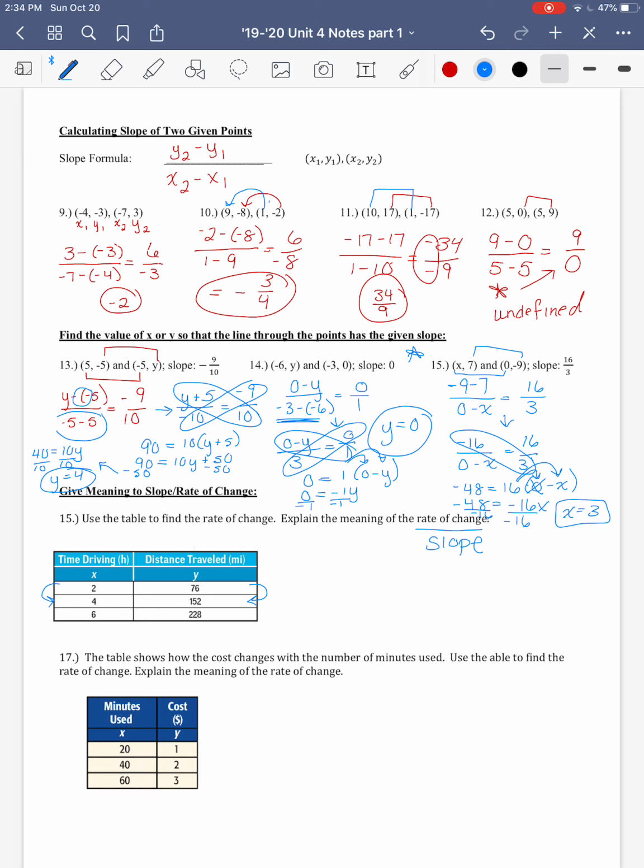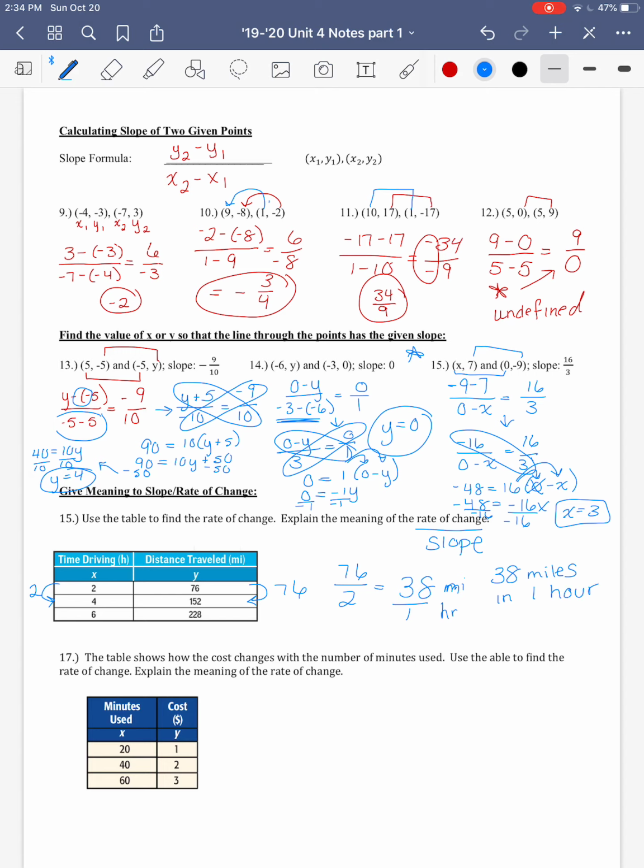So my change in y, so I'll do 152. We actually already did this one, and we get that it's 76 over 2. So that 76 over 2 reduced, if I'm not mistaken, to 38, 38 over 1. So if I'm looking at this, this is 38, this is my distance in miles per hour. So what this tells me is I am driving at 38 miles in 1 hour.